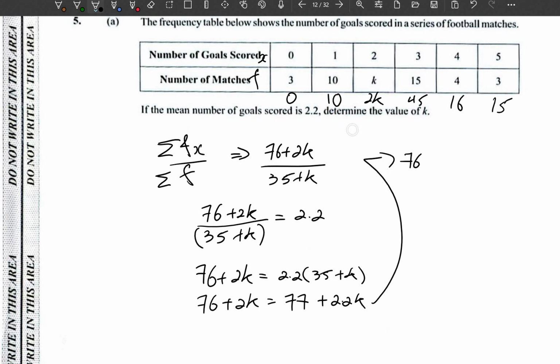Okay, so 10 plus 15, oh, not 10 plus 15. 10 plus 45 is 55. 55 plus 15 is 70, so this would be 70 plus 16, this would actually be 86, my bad.